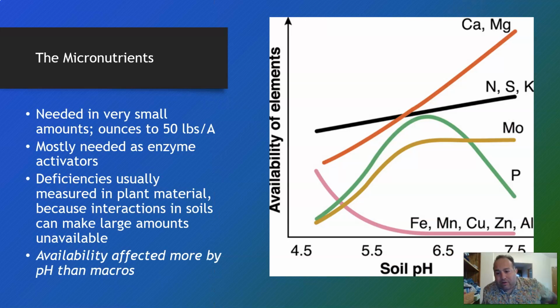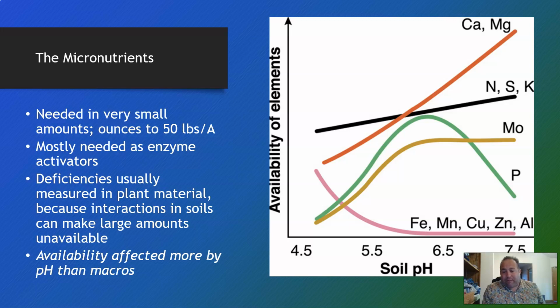The big thing with micronutrients, and why they're micronutrients, is they're needed in very small amounts, like ounces, up to 50 pounds an acre. Mostly they're just needed as enzyme activators. When we're looking for deficiencies, it's usually in plant material, because the interactions in soils can make large amounts of the micronutrients unavailable. So when we're saying plant material, you have to look at the whole thing. Their availability is affected more by soil pH than the macronutrients.